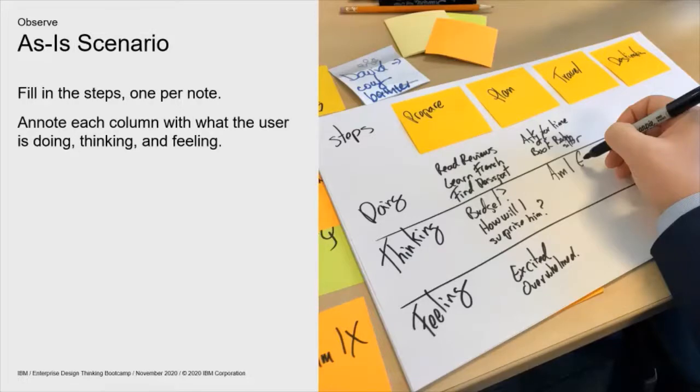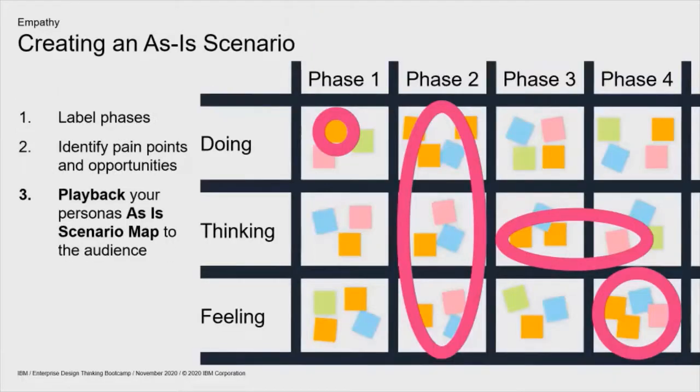So you write down these steps. What are the steps that they need to complete to arrive at their final outcome? And then similarly, you talk about what is it that they are doing, right? What is it that they're thinking, and what is it that they're feeling throughout this?